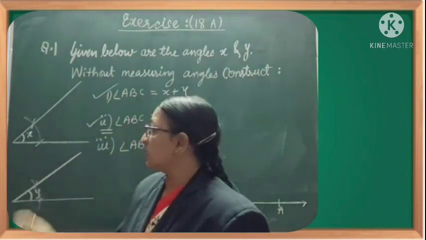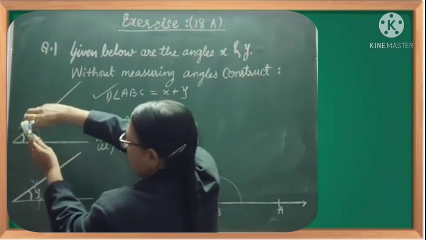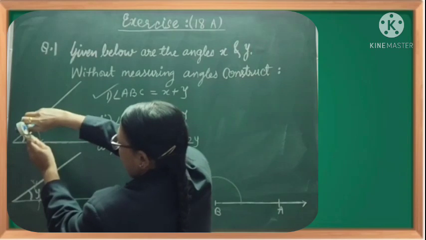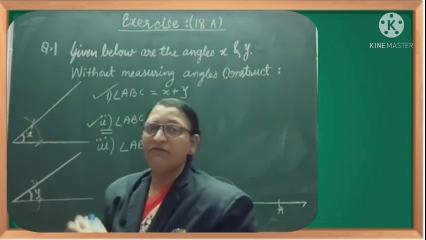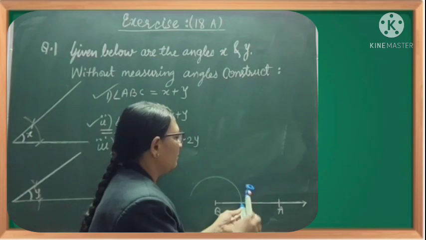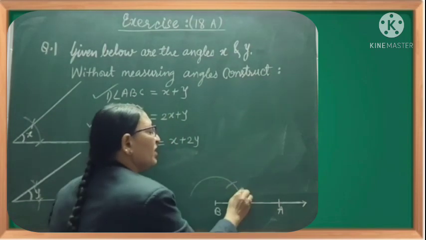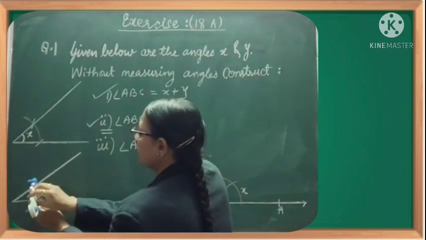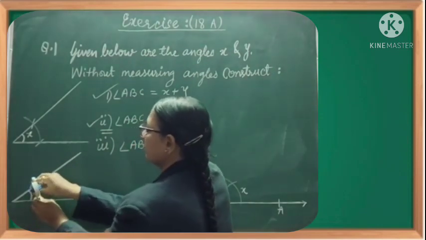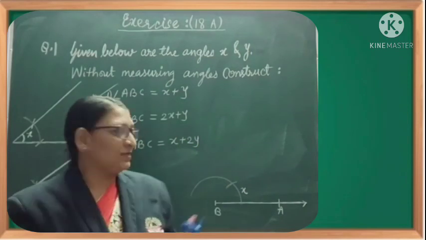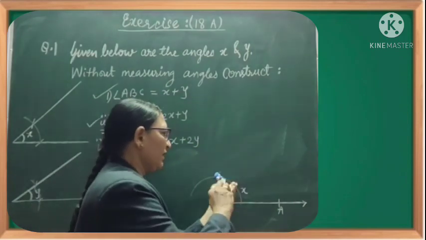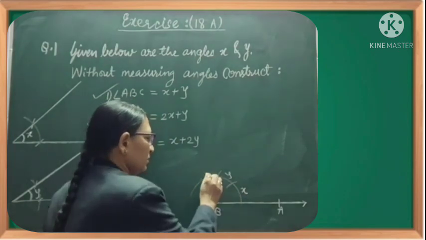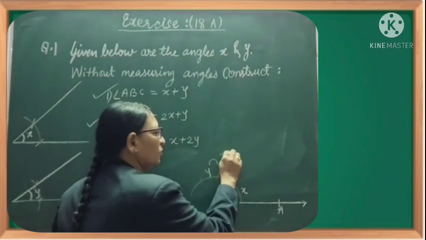Now we will take the distance between these 2 points. And we will mark an arc over here, which is of measure x. Now we will take the distance between these 2 points on the angle y. And this same distance we will mark twice. This is the one time, which is y, and one more time. So it is together 2y.